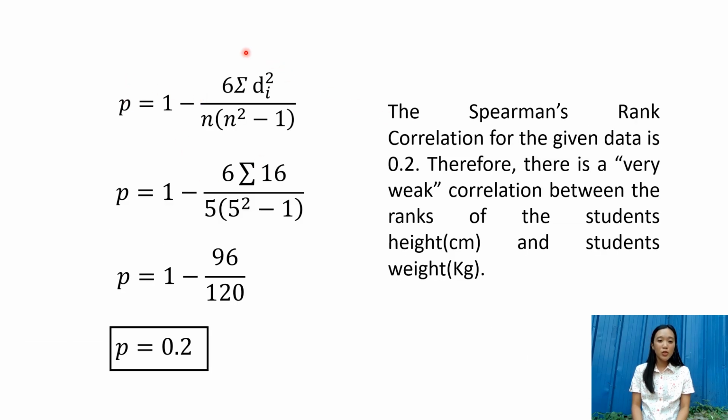So substitute the value of d sub i squared and the value of n. Rho equals 1 minus 6 summation of 16 over 5 times 5 squared minus 1. 6 times 16 is equivalent to 96. 5 times 5 squared minus 1 is equivalent to 120. So 1 minus 96 over 120 is equal to 0.2. The Spearman's rank correlation for the given data is 0.2. Therefore, there is a very weak correlation between the ranks of the students' height in centimeter and the students' weight in kilogram.